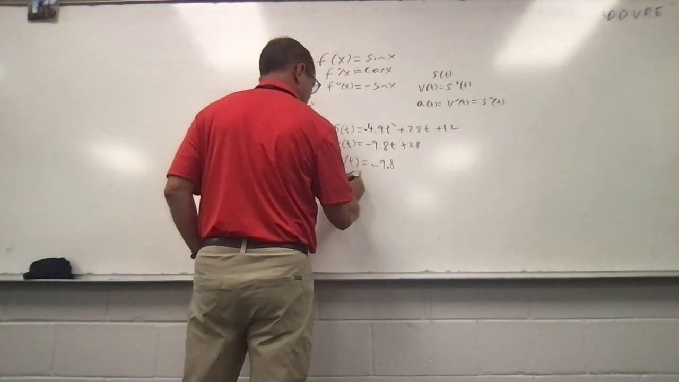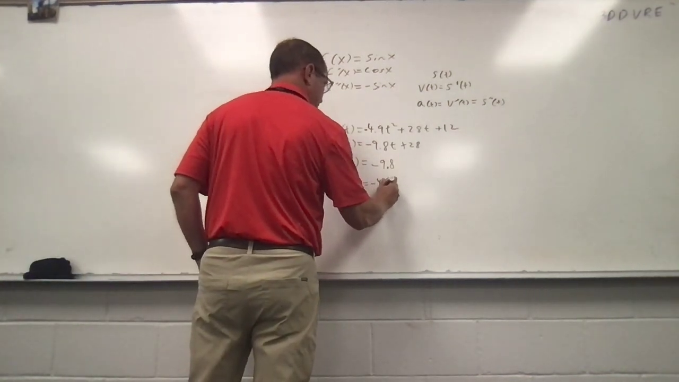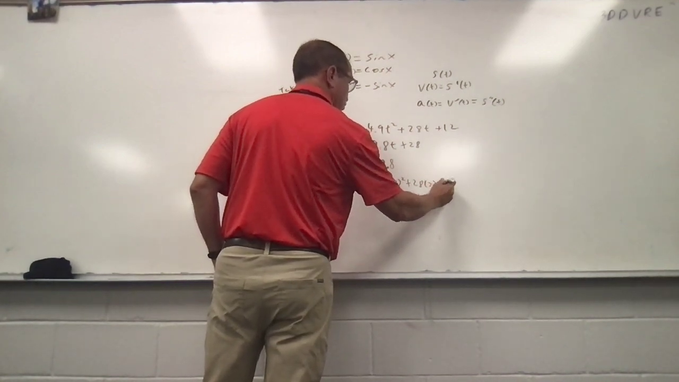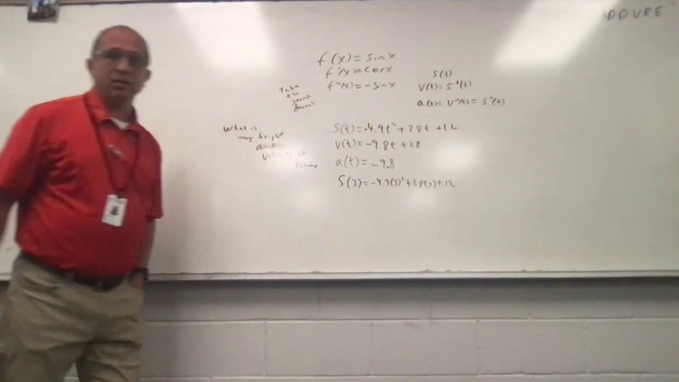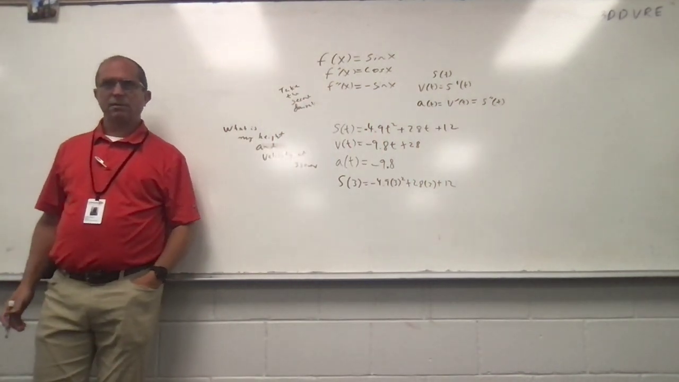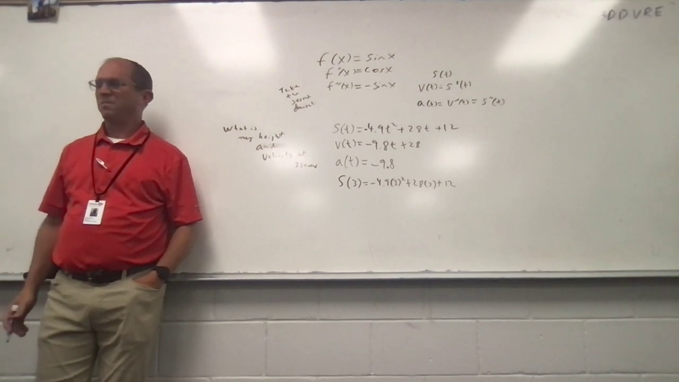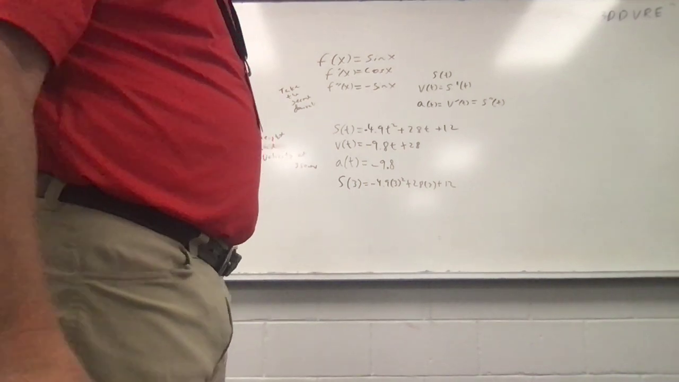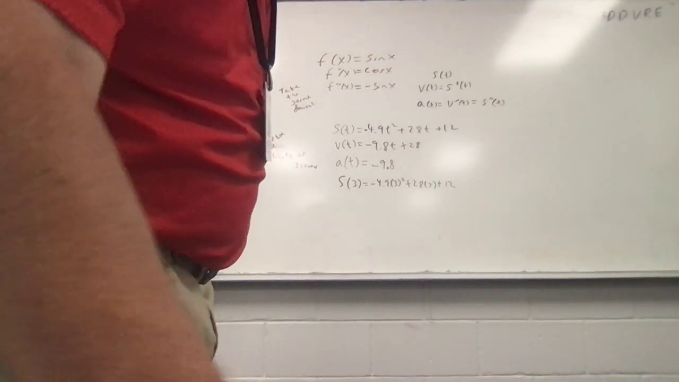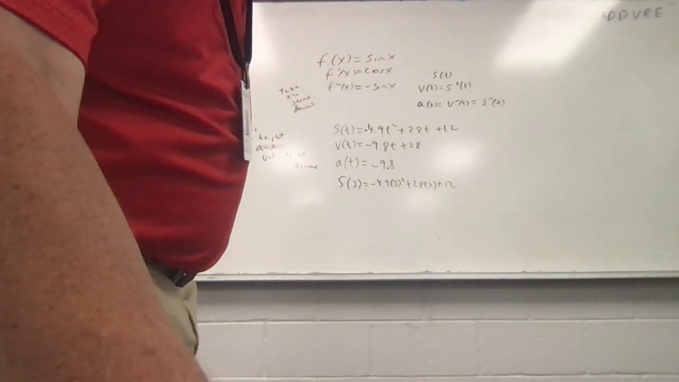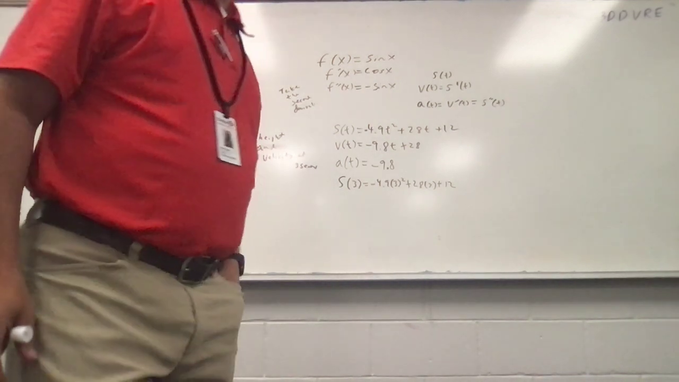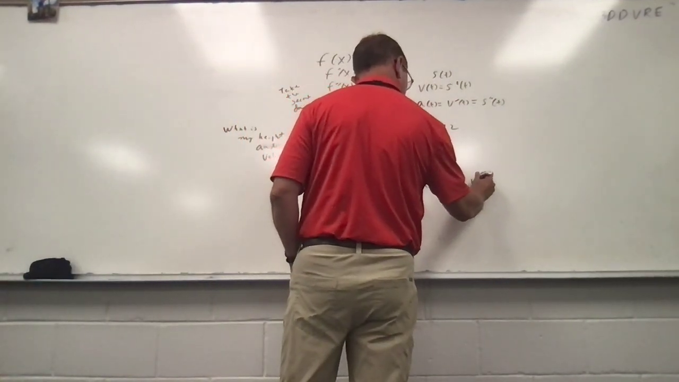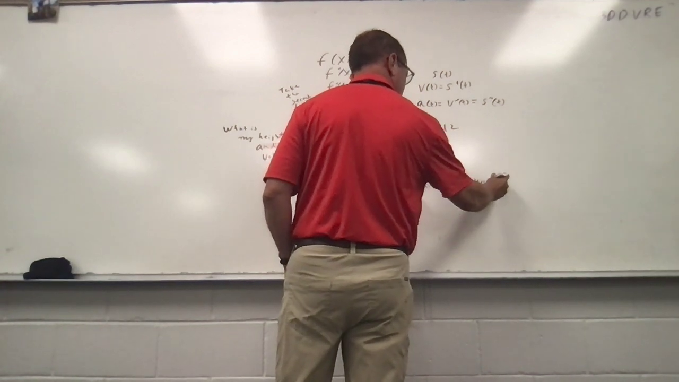So I would say S of 3 is negative 4.9 times 3 squared plus 28 times 3 plus 12. Did someone do that in your head real quick? I want it done quicker than that, so do it in your calculator. 140.1. Okay, so the position is 140.1, and it would be meters.